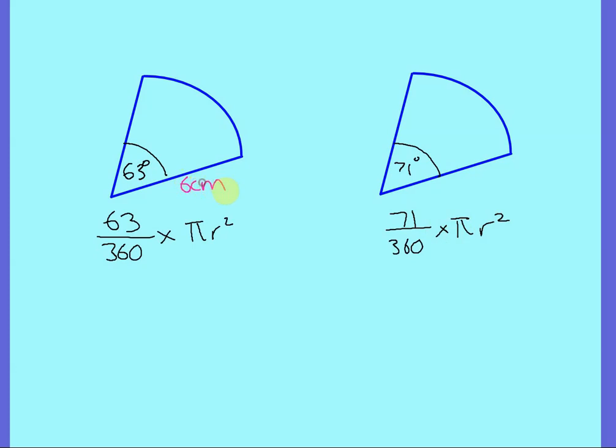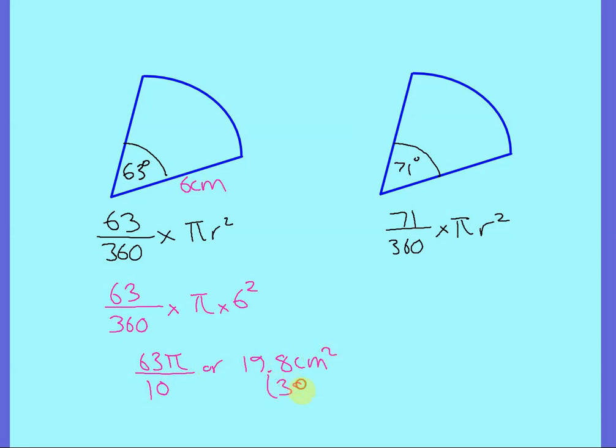So if that's 6 centimeters, I would just type into my calculator 63 over 360 times by pi times 6 squared. I'll do that for you now. So 63 over 360 times pi times 36. And that is equal to 63 pi over 10. That's in terms of pi, an exact value. Or if you want to write a slightly worse but nonetheless decent answer, it's 19.8 to 3 significant figures.